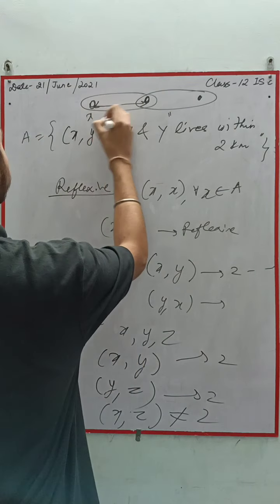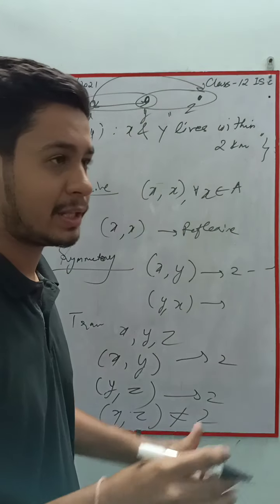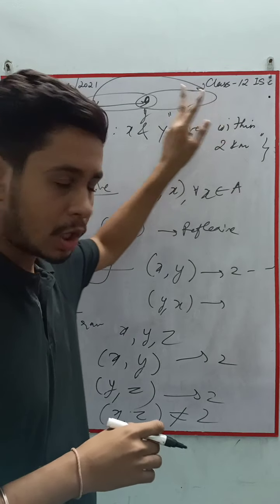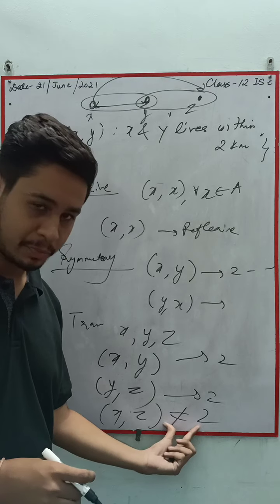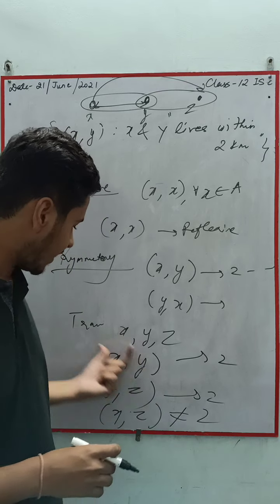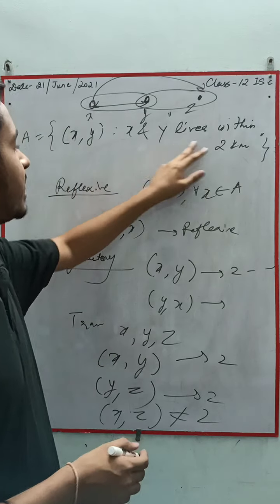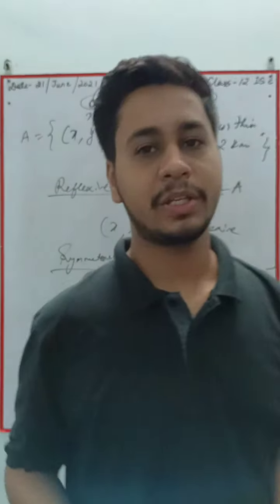Can you spot that x and z can have a larger difference? They could be living within 4 kilometers, because 2 and 2 will be 4. So that is how we understand that x and z cannot be guaranteed to live within 2 kilometers, which does not satisfy the condition of transitivity. Hence we say this is not transitive. So this relation is reflexive, symmetric, but not transitive. Okay, let's go to the next question.